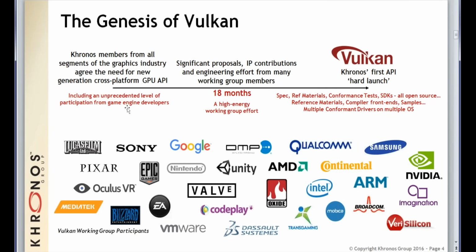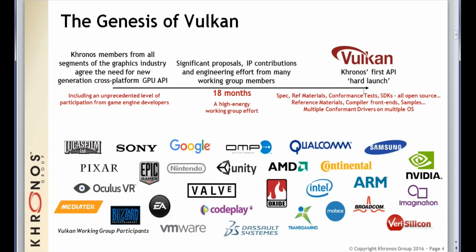And about 18 months ago, we started a design for Vulkan in earnest. And we got significant proposals, IP contributions, and lots of engineering effort from the working group member companies that you can see here in the set of logos on the screen right now. It really was a very positive, high energy effort. It's actually more urgency and energy behind Vulkan than any other API that I've seen in Khronos. And I'd like to take this chance to thank everyone in the working group, and particularly Tom Olson, who's on the line and is the working group chair.